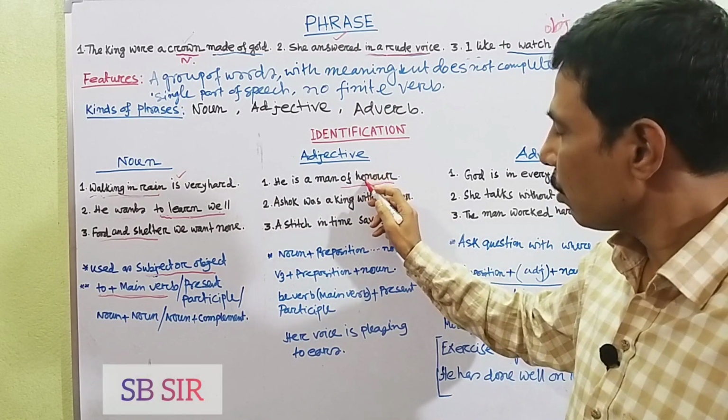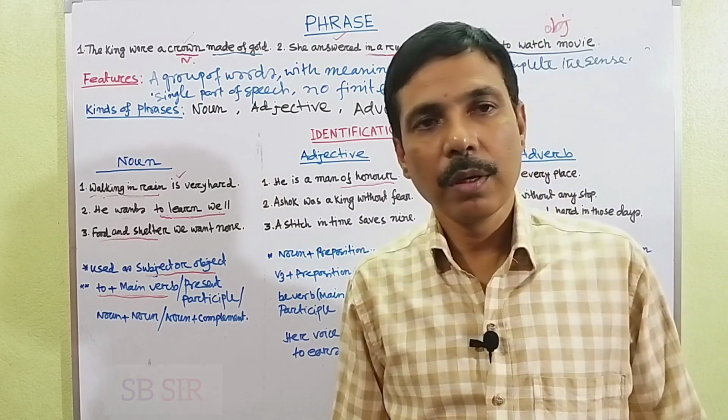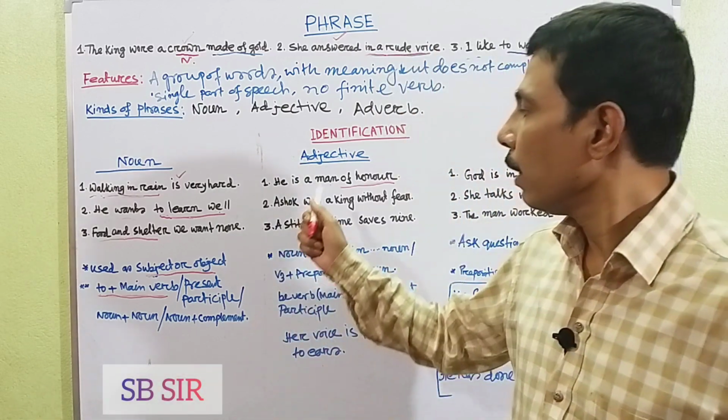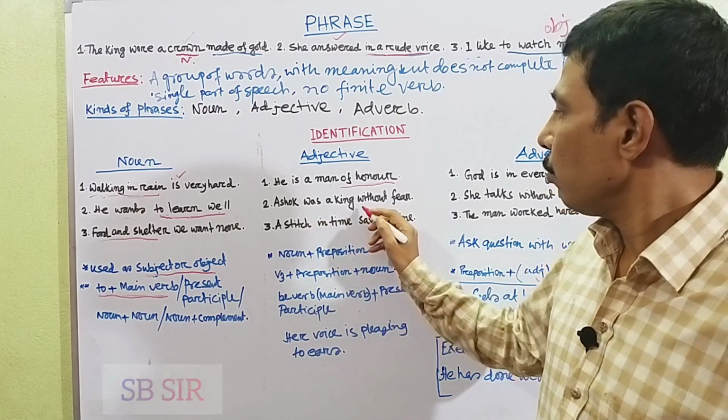Of honor. It modifies the word noun. So obviously it is an example of adjective phrase. Next, Ashok was a king without fear.